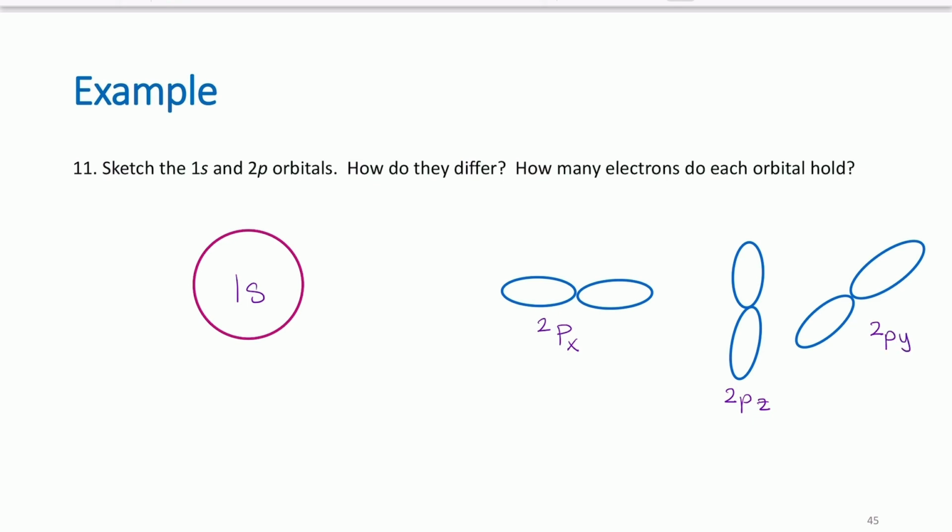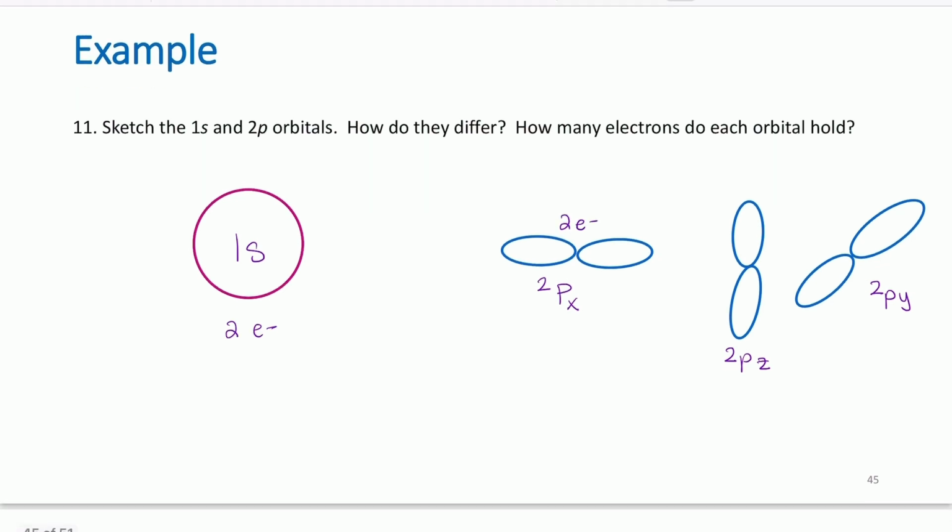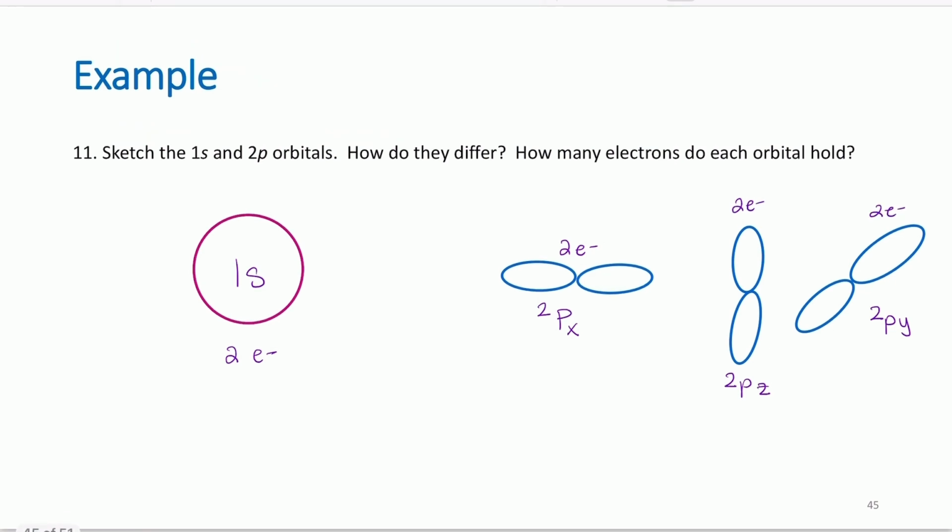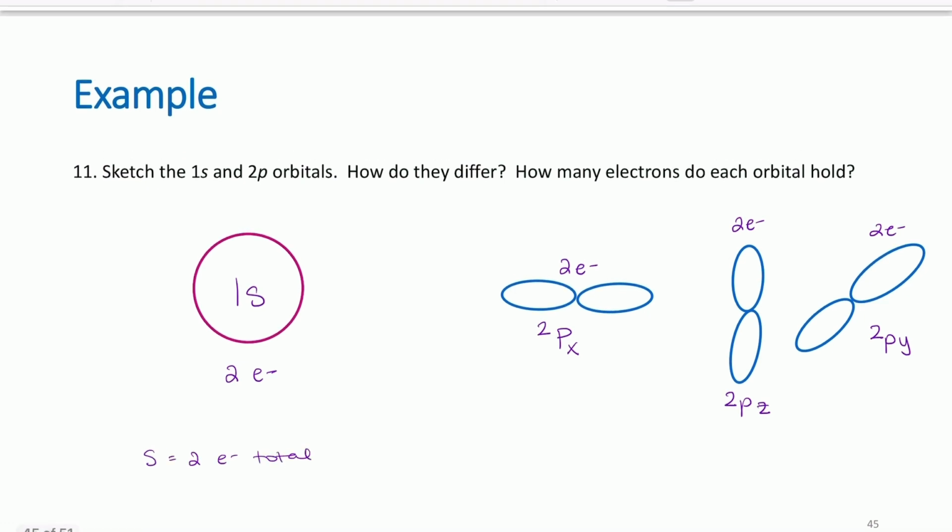Each shape holds 2 electrons. So this holds 2 electrons. This in total holds 2 electrons. This holds 2 electrons, and this holds 2 electrons. So the s orbital holds 2 electrons total, while your 3p orbitals hold 6 electrons total.